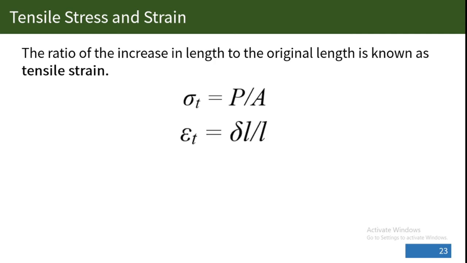Mathematically, the ratio of the increase in length to the original length is known as tensile strain. So we talk about tensile stress, which is the resistance of the body against the forces that are equal and opposite and tend to elongate the body. It has a corresponding increase in length in ratio with the original length, which is the tensile strain.